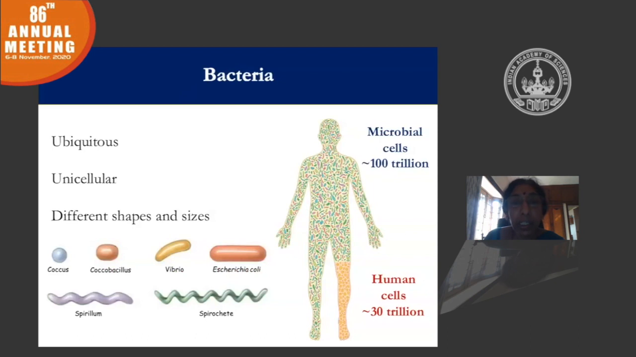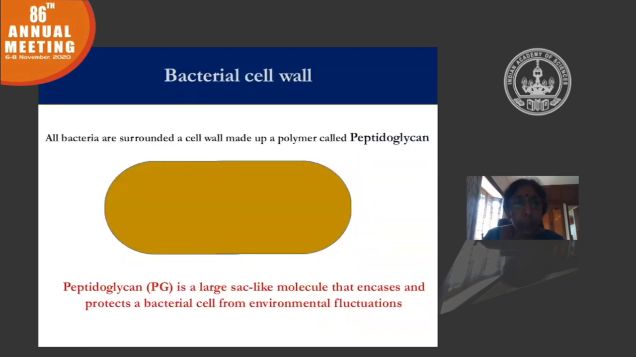In a human body, we have more microbial cells than human cells, approximately 3 times more, which indicates that they have to live in extreme, fluctuating environmental conditions, right? To protect themselves against these stressful conditions, almost all bacteria have a cell wall, which is made up of an elastic polymer called peptidoglycan.